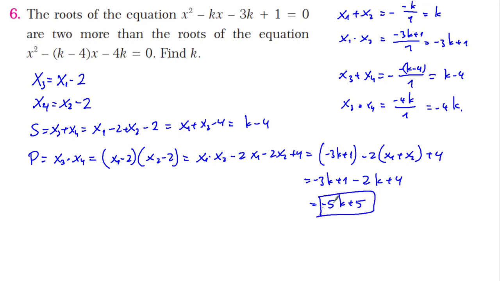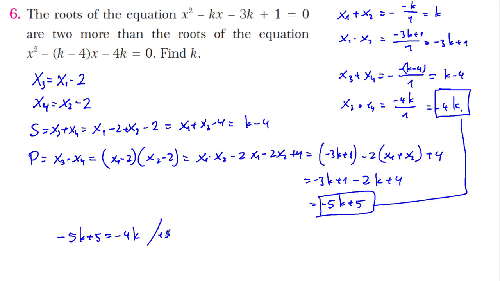All right, this is the product, but we also know that the product should also be equal to this number. So we get minus 5k plus 5 should be minus 4k. That means if you add 5k to both sides, you get k is 5.